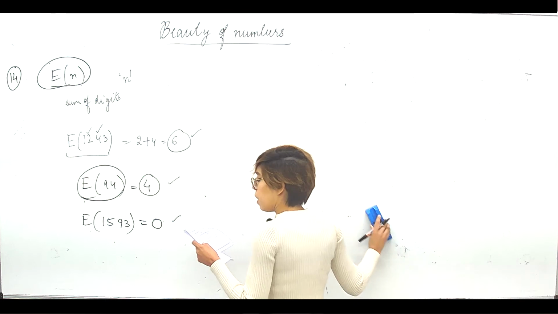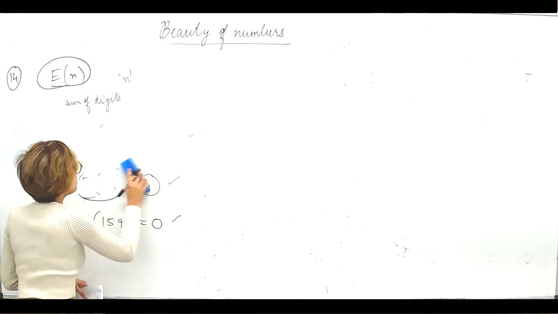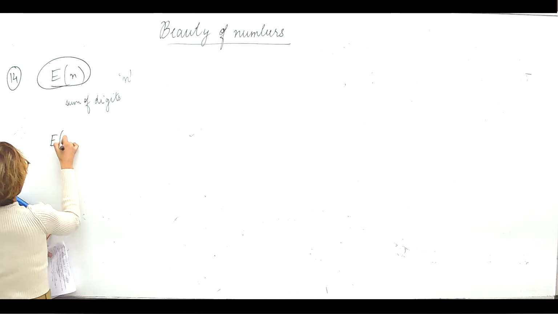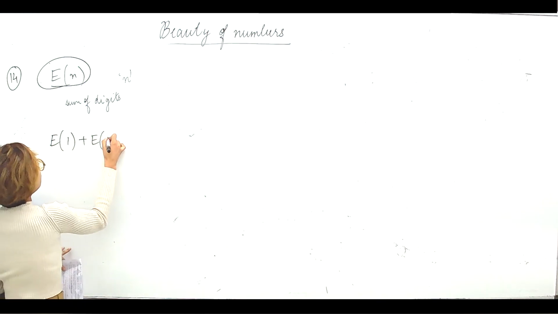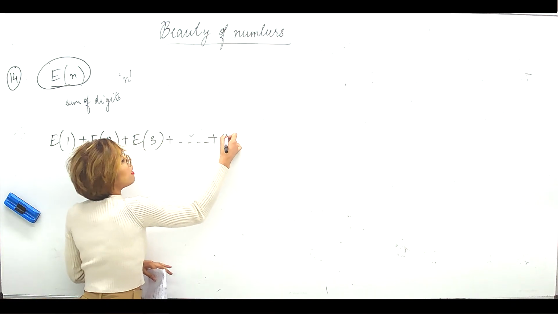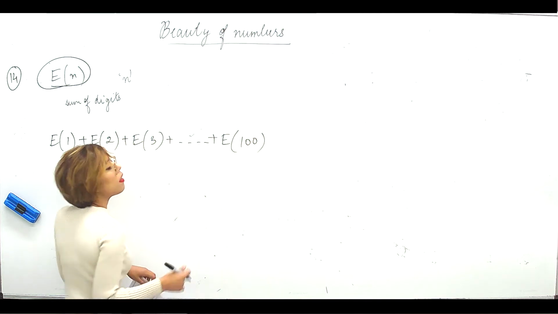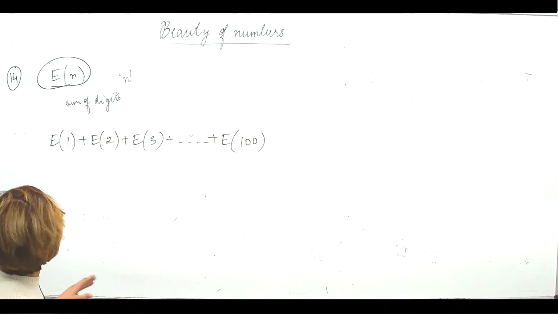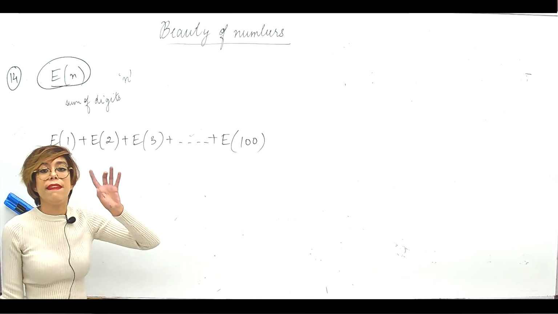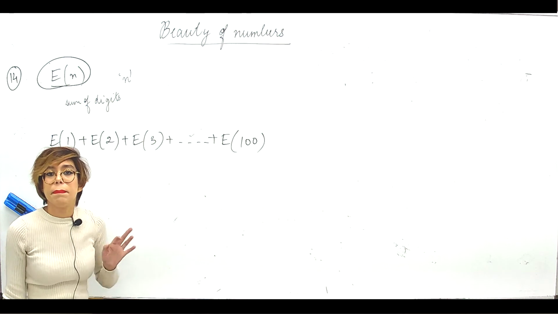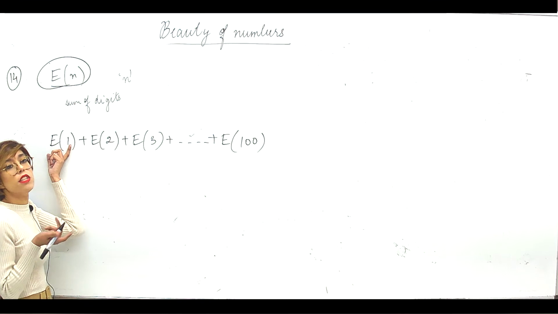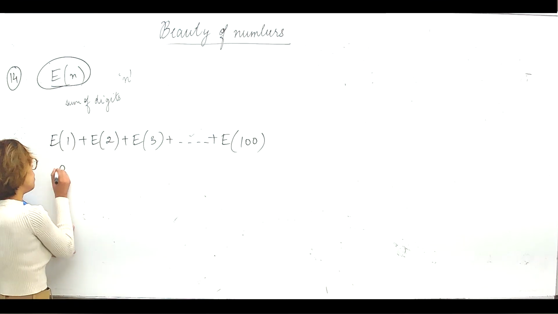Okay, great. Now he says, evaluate the quantity E of 1 plus E of 2 plus E of 3 plus so on plus E of 100. So basically he'll consider all the natural numbers from 1 to 100, and for each of them he'll find the even digits and then add them up. Now let's talk about E of 1. In E of 1 the even digit is not there, so this will be 0.